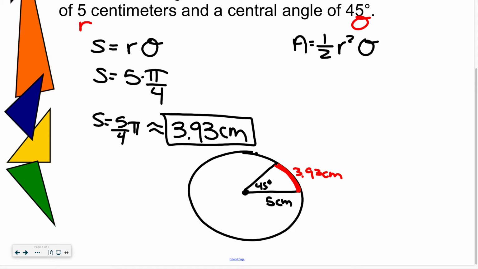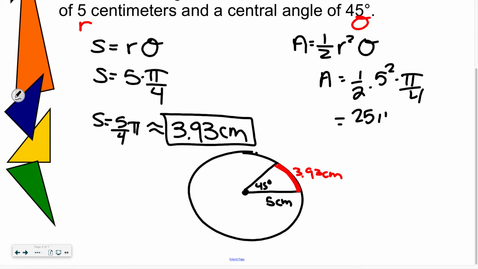If I were doing area, I would do 1/2 times 5 squared times pi over 4. You know, that 5 squared is like 5 squared over 1. So if I leave it in exact form, in the numerator I'm going to have 25 pi. In the denominator, I'm going to have 8. And then I could type that into my calculator. If you wanted to type in 1/2 times 5 squared times pi over 4, that's fine. 25 pi divided by 8. That's going to be 9.82.